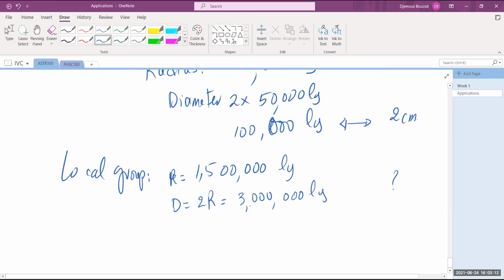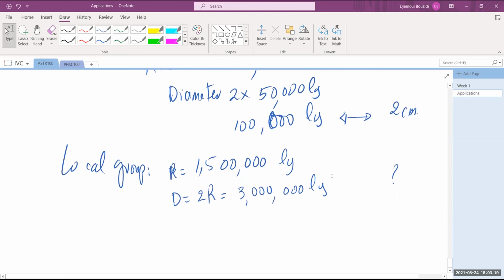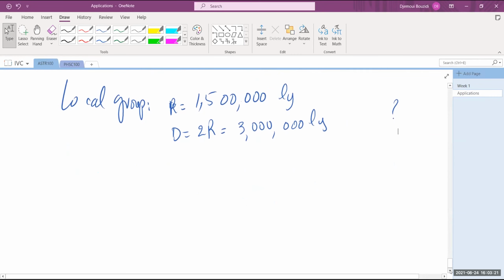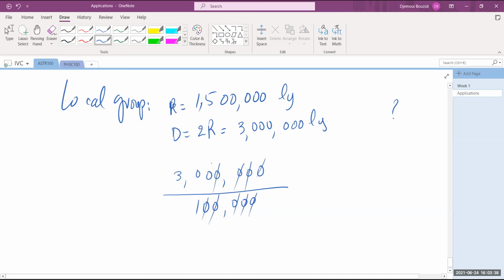How big is that? Well, the ratio of the local group diameter to that of the Milky Way is 3 million divided by 100,000. I need a calculator to do that division. There is a neat trick from algebra that when you divide powers of 10, you just cancel the zeros. So 5 zeros are gone because I have 5 zeros in the bottom. I'm left with 3 and 0, which is 30.